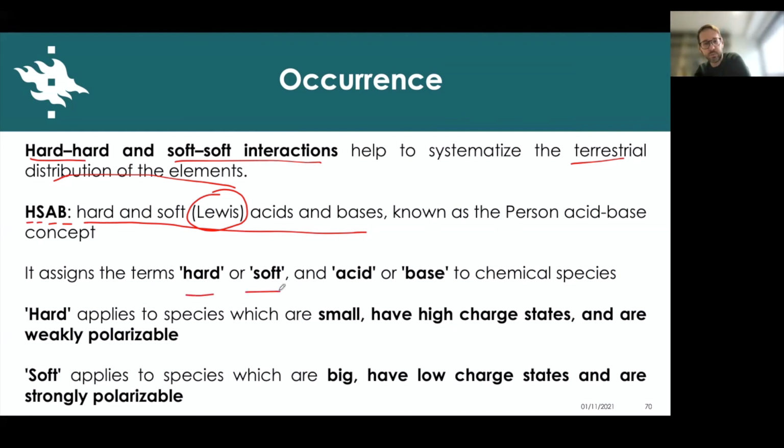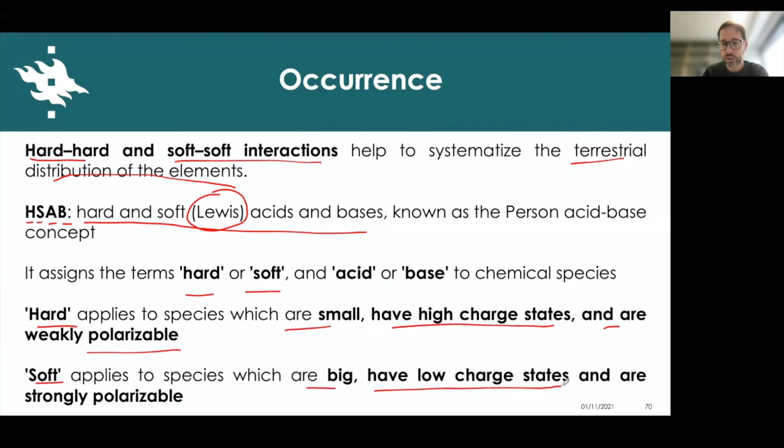So we assign the terms hard or soft to a species, an acid or a base. We classify the species as an acid or a base, and an acid can be a hard or soft acid, and a base can be a hard or soft base. A hard species is small, has a high charge state, and is weakly polarizable. While soft applies to species that are big, have low charge states, and are strongly polarizable.